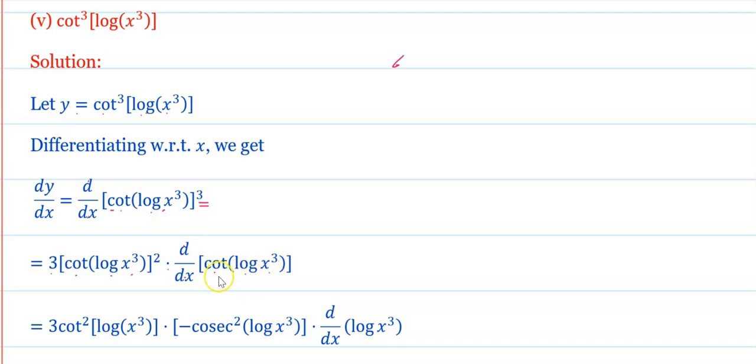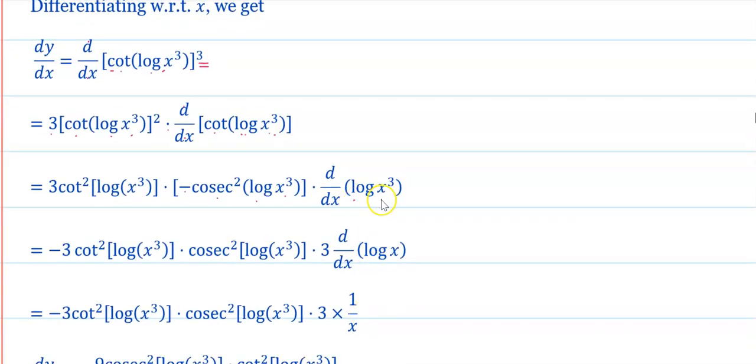Now after this, what is the main function? It is cot. What's the derivative of cot x? Minus cosec square x. Similarly here, the derivative of cot of log of x cube is minus cosec square log of x cube, again into the derivative of log of x cube. Then d/dx of log of x cube. But what is the derivative of log of x? It is 1 upon x.